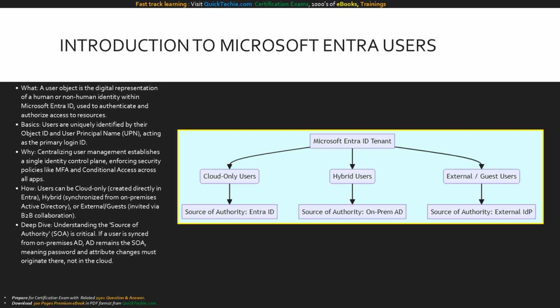Take a look at this flowchart illustrating the three primary types of user identities in your tenant. At the top, we have our Microsoft Entra ID tenant. Branching out, we see cloud-only users, hybrid users, and external users. Notice the boxes below them. This represents the source of authority. For cloud-only users, Entra ID is the boss. For hybrid users, the on-premises Active Directory dictates their core lifecycle. Finally, for external guests, their home identity provider, like their own corporate Entra tenant or a personal Gmail account, handles their actual authentication. Understanding this topology dictates how you will manage their profiles going forward.